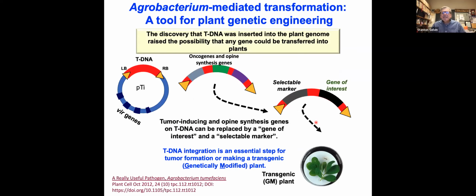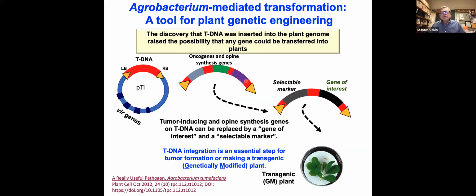Now, in the 1970s, and then mostly in the 1980s, people started talking about, well, maybe Agrobacterium is actually transferring DNA to plants. And in the late 1970s, this was actually shown to be true. People showed that the natural T-DNA, which contains the oncogenes and the opine synthesis genes, could be found integrated into the DNA of crown gall tumors.